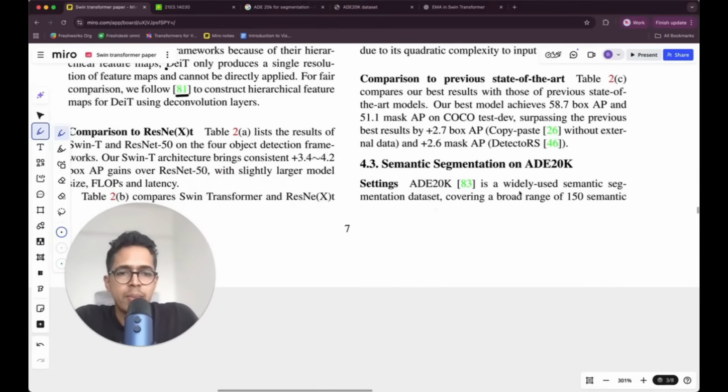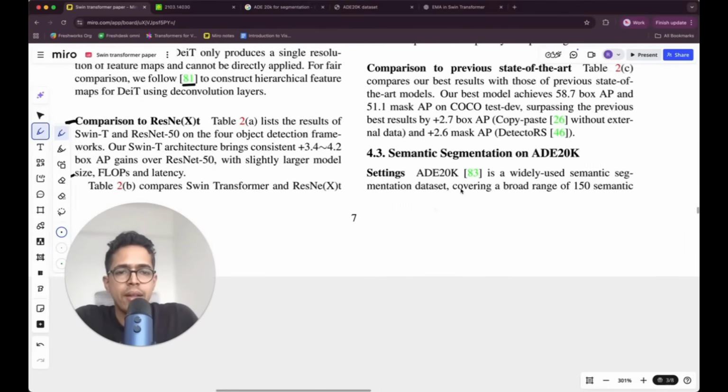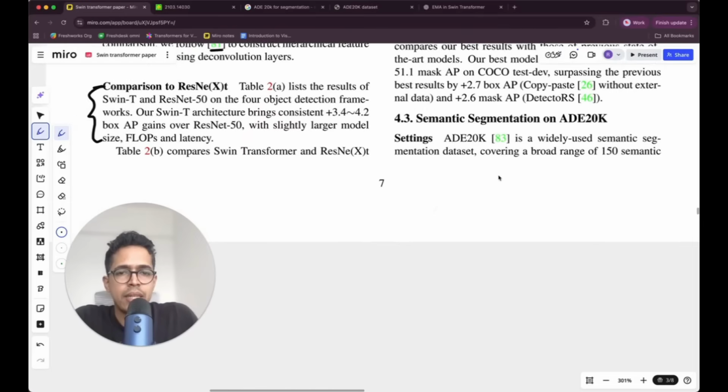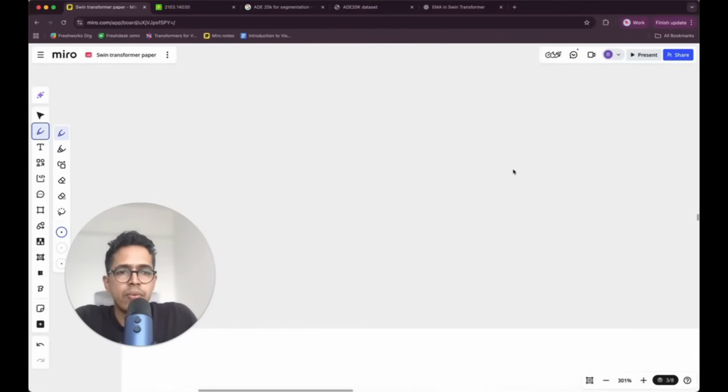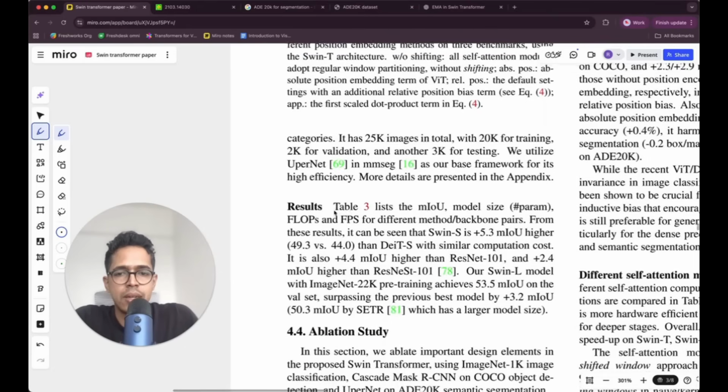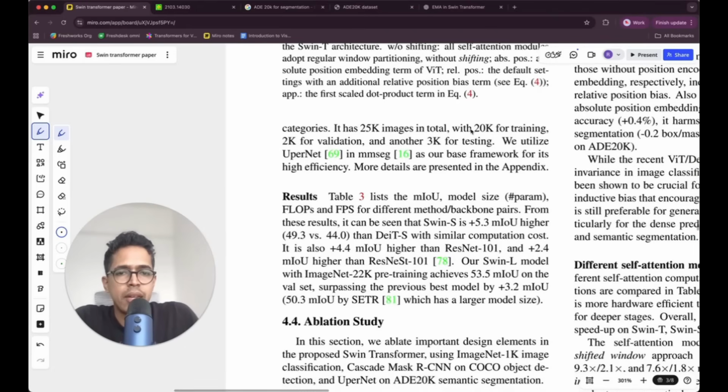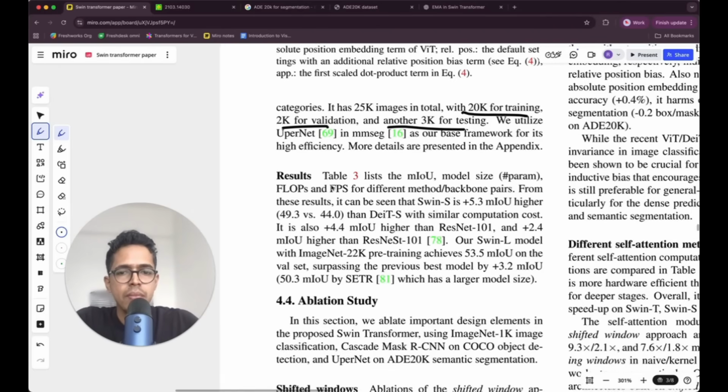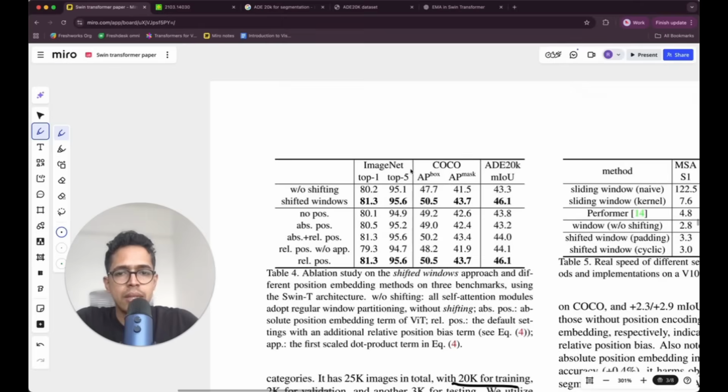Then semantic segmentation on ADE20K. ADE20K is a widely used semantic segmentation dataset covering a broad range of 150 semantic segmentation categories. It has 25K images in total, 20K for training, 2K for validation, another 3K for testing. All right. We utilize UperNet as our base framework for its higher efficiency. And in the results in table 3.